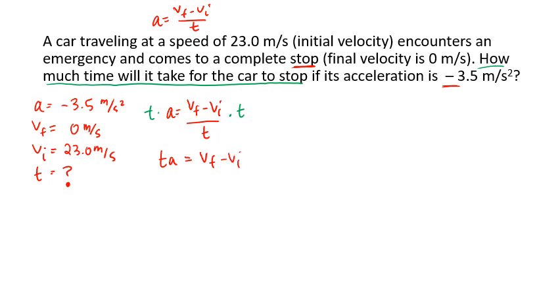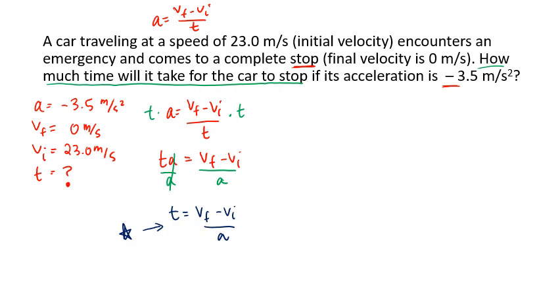Again, we're trying to get time on a side by itself, so we want to divide both sides by acceleration. It cancels out on the left, and our resulting formula is going to be time equals final velocity minus initial velocity over acceleration. Now, if you don't want to rearrange and solve every time, guys, just write down this formula. Use it, okay? That's no worries. Now that we have time on a side by itself, we can definitely solve for it.